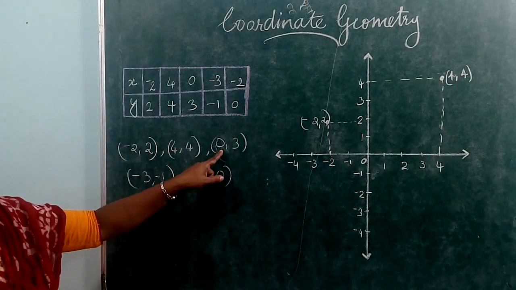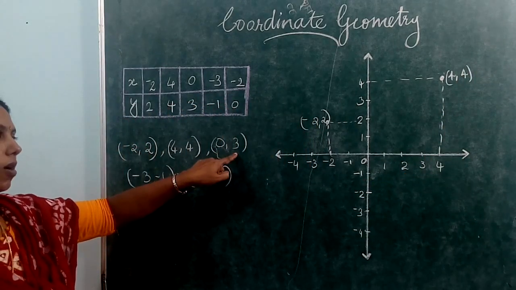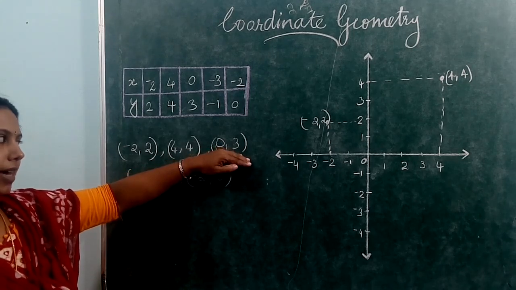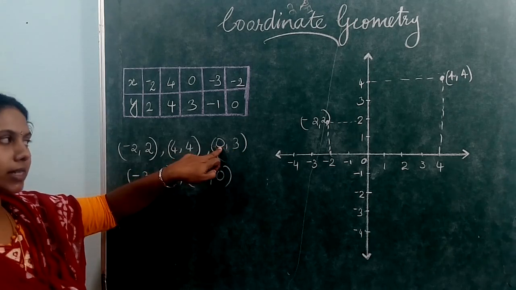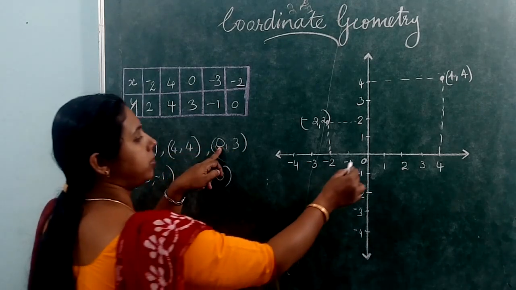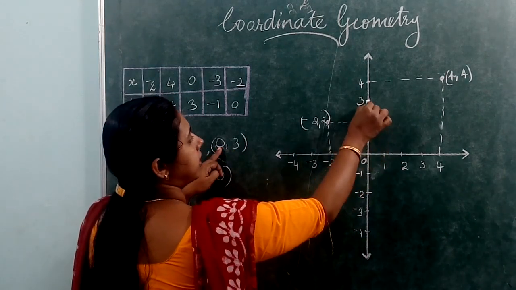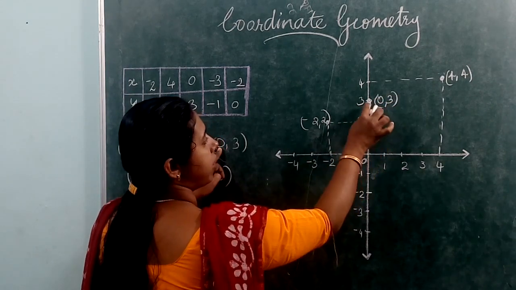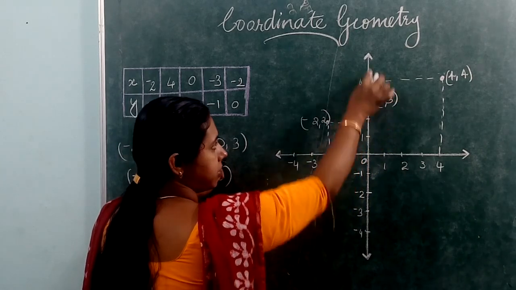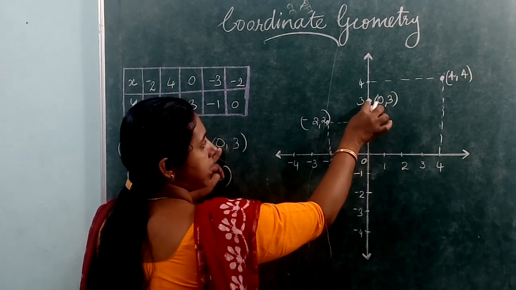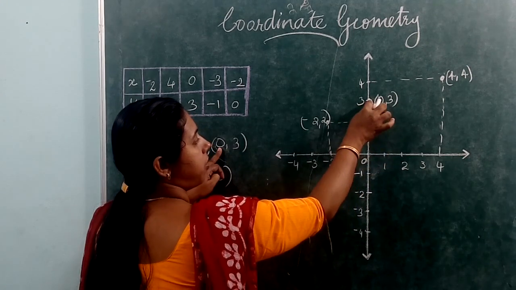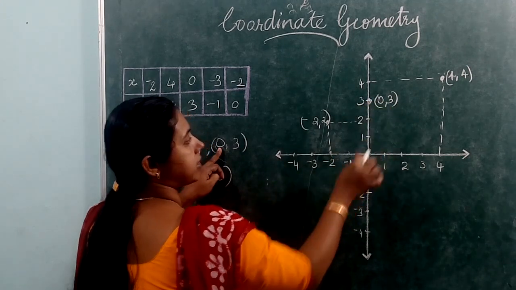Next is (0, 3). We know this point lies on the y-axis because the x coordinate is 0. The point (0, 3): the distance from the y-axis to the point is 0 because this is the y-axis. The distance from the x-axis to the point is 3 units.